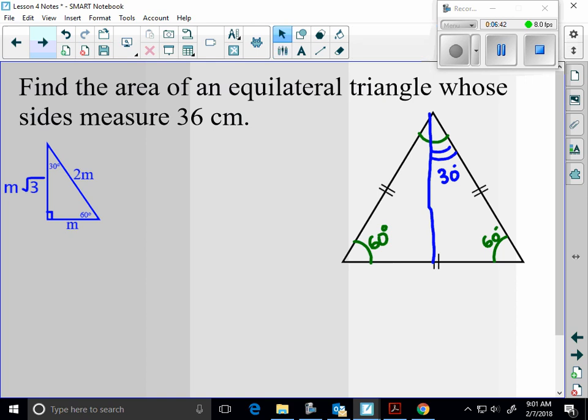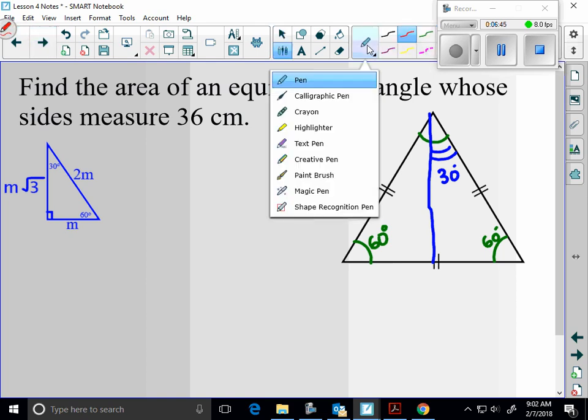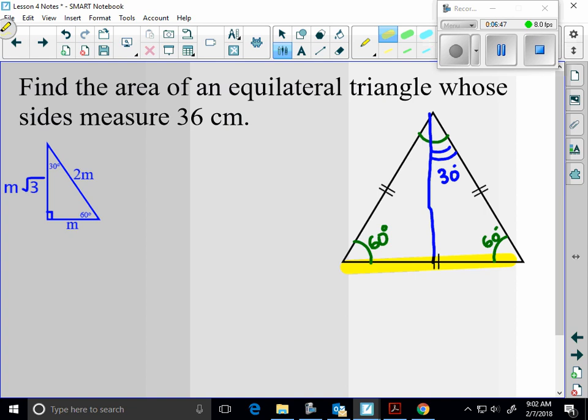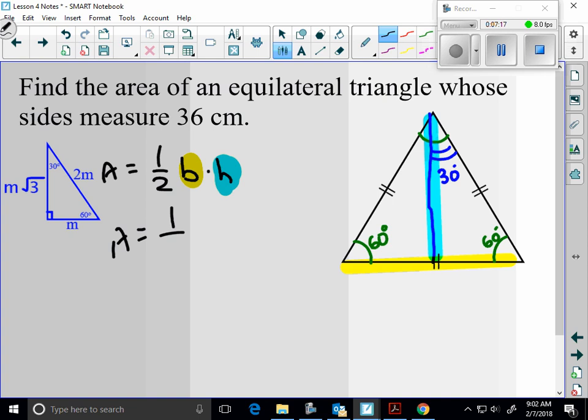So to find the area of a triangle, recall the area of a triangle is 1/2 base times height. Let's talk about that for a moment. If you're talking right now, you need to be quiet because this is very important. Let's recall the base is going to be the full yellow length. The height is going to be the blue length. How in the world am I going to come up with those? Well, I'm going to use what I know about 30, 60, 90s.